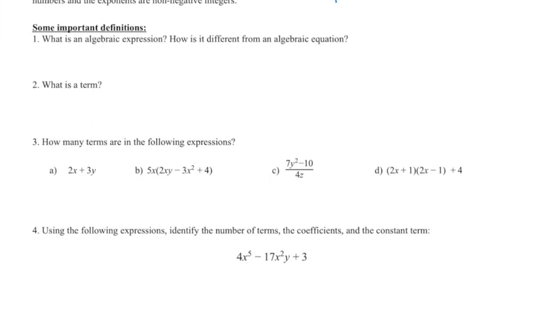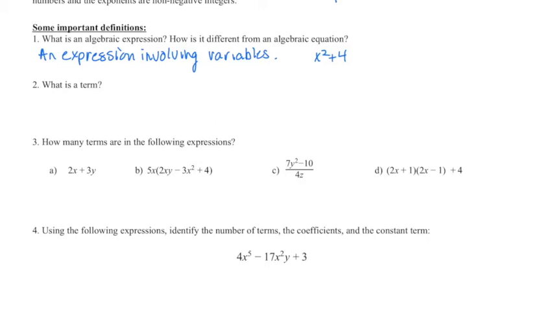First of all, what is an algebraic expression and how is it different from an algebraic equation? An algebraic expression is an expression involving variables. It's really important that we have variables in this. Let me give you an example: x squared plus 4 is an expression. How is it different from an equation?